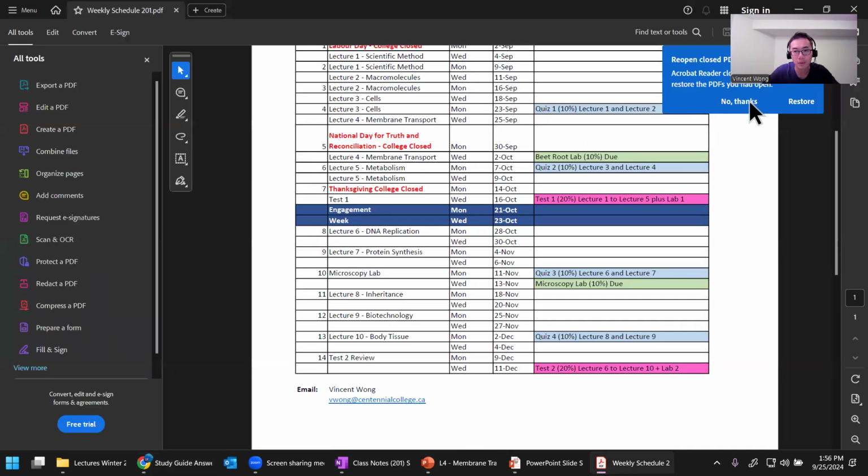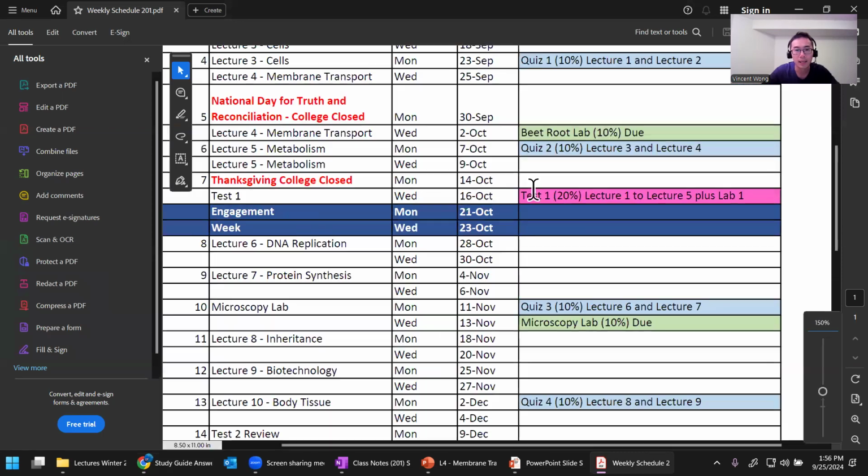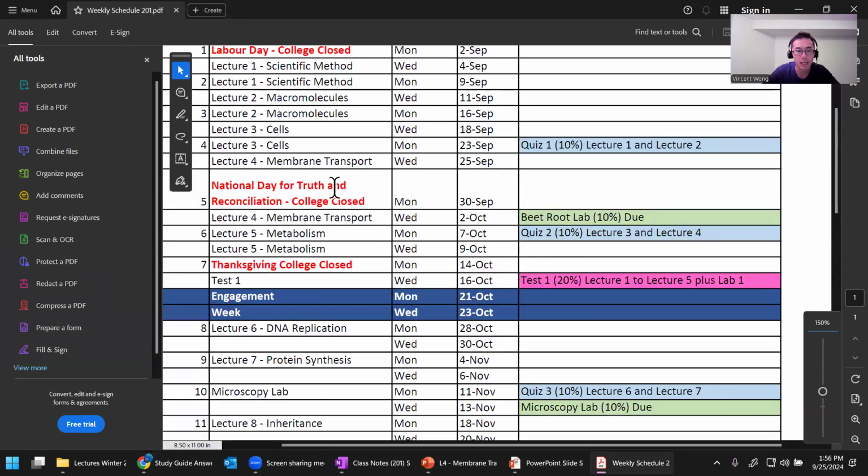So what's going on next week? Let's take a closer look. Next Monday, like I said, no class because of the National Day for Truth and Reconciliation. And next Wednesday, you will be handing in the Beetroot Lab. I think you have until the end of the day to hand it in, and I'm going to explain the lab to you right now.